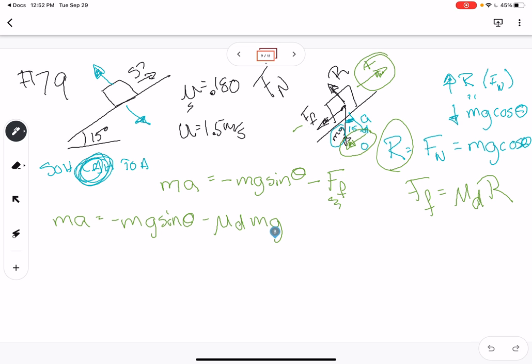mg cosine theta. We now can actually see something that makes our life much easier. There is a mass, and the only mass that's here is actually the mass of the truck. So it actually cancels out. Please don't tell Miss Williams I said that. And we actually end up with an equation that says acceleration is equal to negative g sine theta minus g times mu dynamic cosine theta.